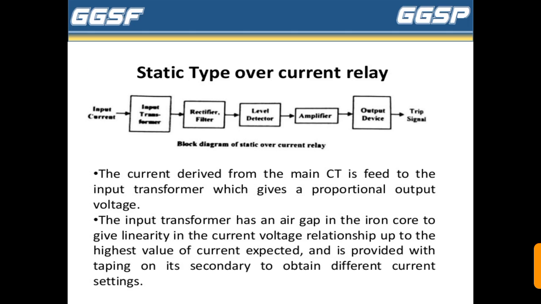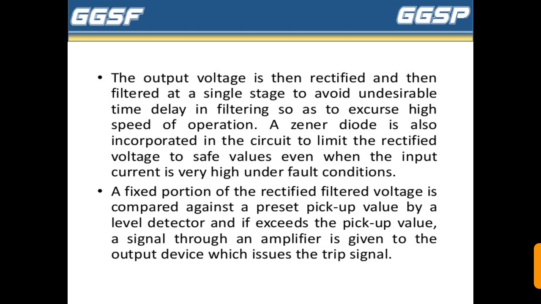Now this is a block diagram of static over current relay. Now what is static type over current relay? The current derived from the main CT is fed to the input transformer which gives a proportional output voltage. The input transformer has an air gap in the iron core to give linearity in the current voltage relationship up to the highest value of current expected, and is provided with tapping on its secondary to obtain different current settings.